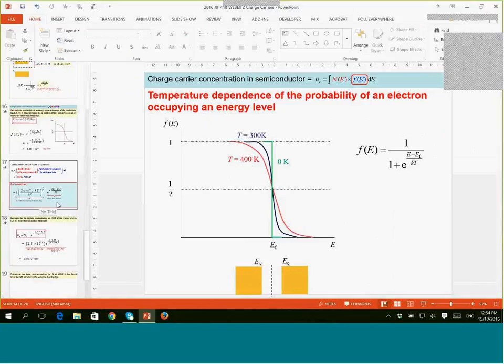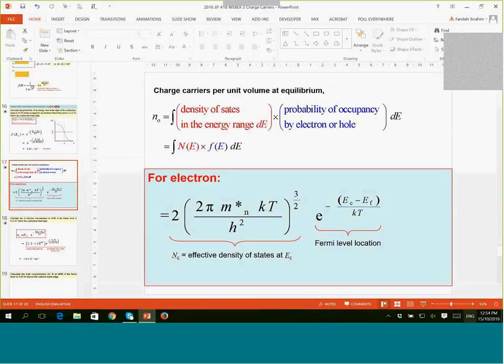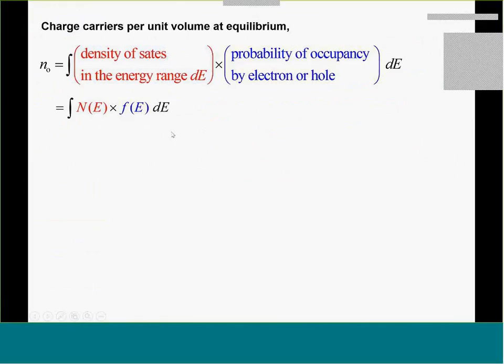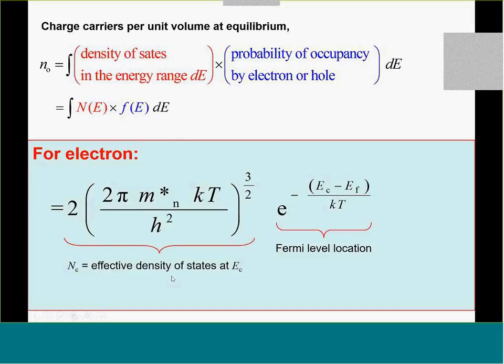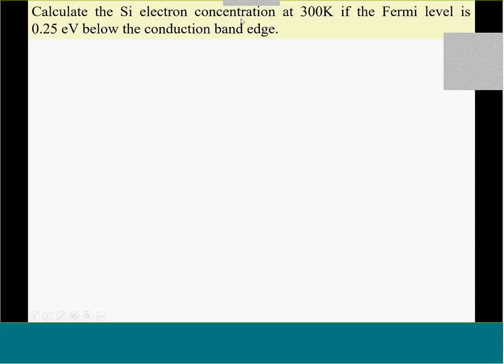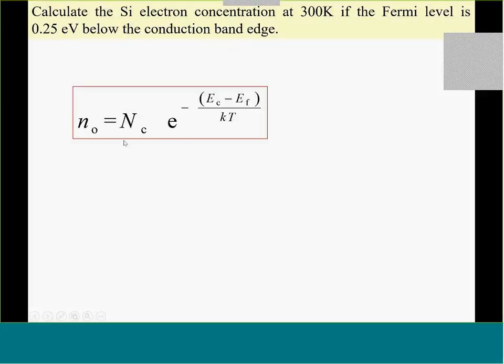Yeah. So now we can have it all together. So for electrons, that's the equation that you can see in your textbook. This is the effective density of states, and this is the Fermi level location. So in order to use it, calculate the silicon electron concentration at 300K if the Fermi level is 0.25 eV below the conduction band edge. So you just use this one, the effective density of states, and this one is the Boltzmann approximation of your probability function just now. So you just put all the values in it.